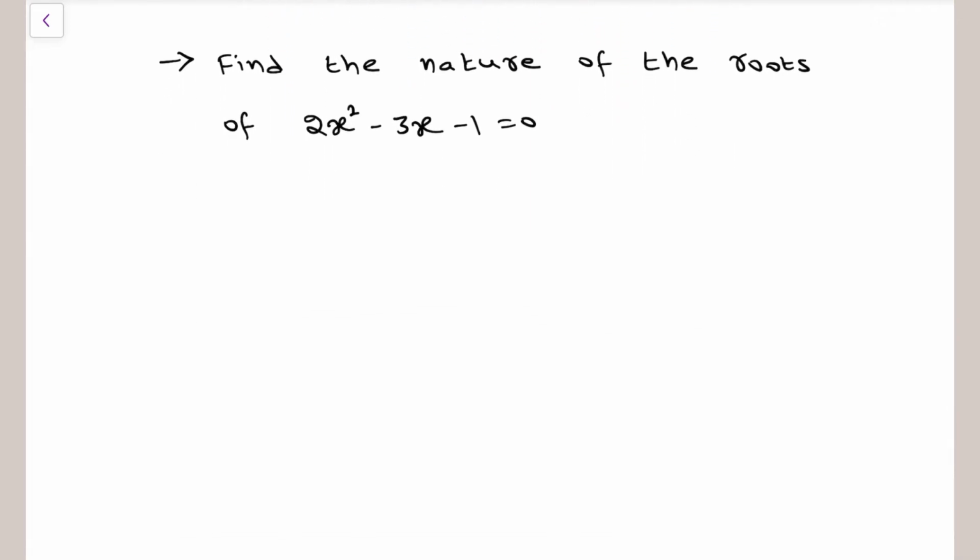Next, find the nature of the roots of 2x square minus 3x minus 1 equals 0. The formula which we are going to use to find the nature of the roots of a quadratic equation is b square minus 4ac. Then what are these a, b, c in this formula? The x square coefficient is a, so the a value is 2. The x coefficient is b, that is minus 3, so the b value is minus 3. The constant is minus 1, so this minus 1 is the c value.